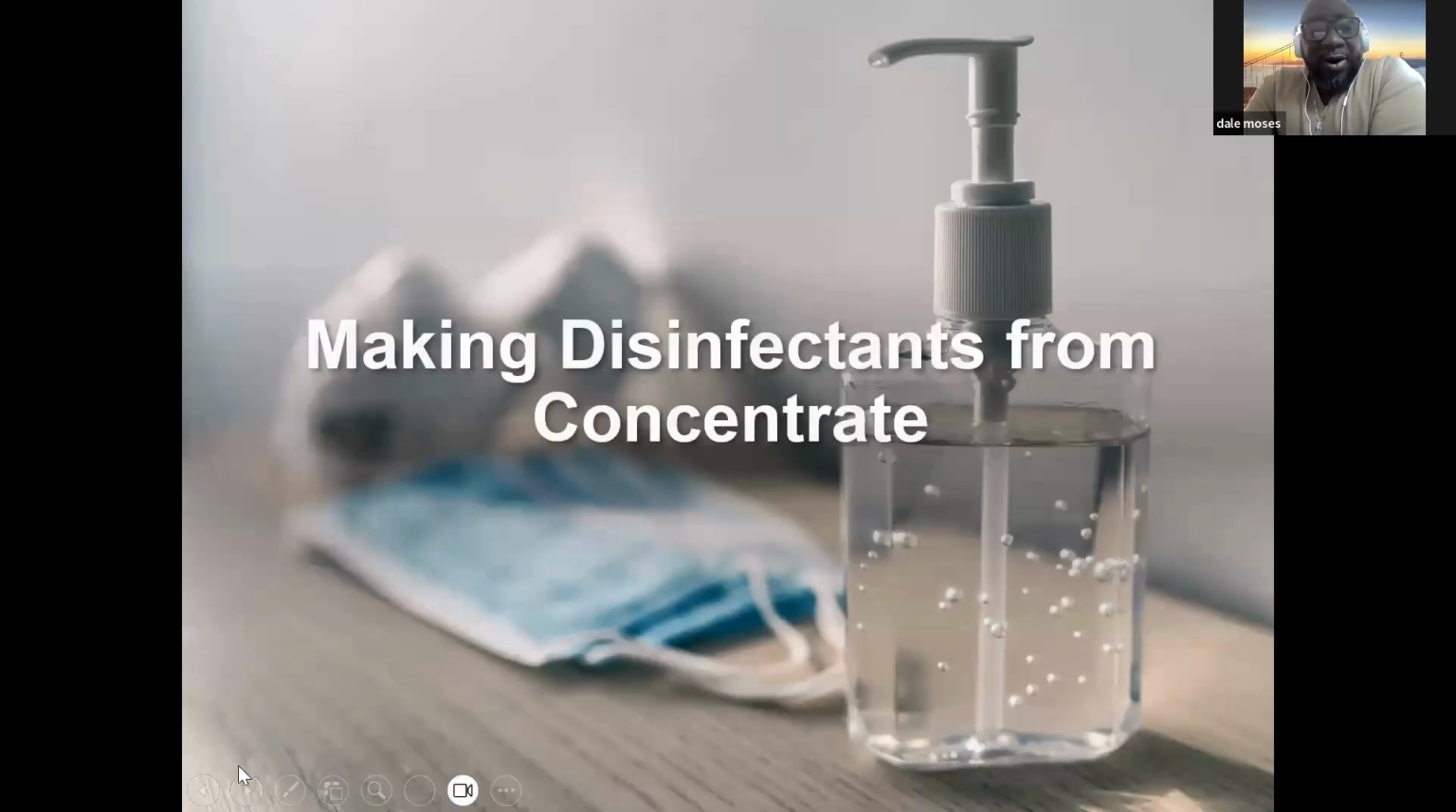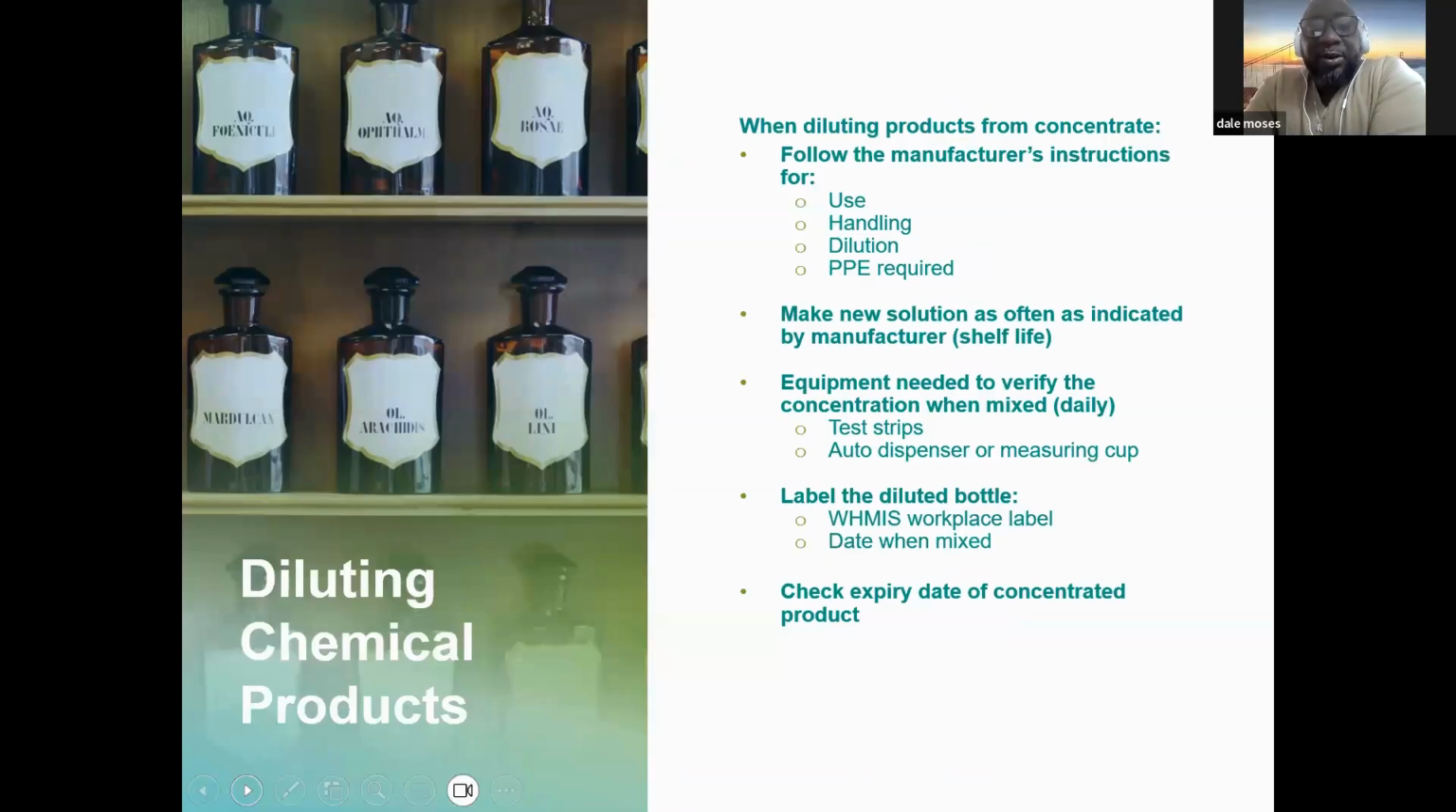Making disinfectants from concentrates. So we talked about dilution factors and diluting chemicals properly. I won't go into this too in depth, because a lot of times you just have to follow the manufacturer's instructions to dilute. And a lot of times, if you're using something that needs dilution, you have a diluting machine that does that for you automatically, and hence why I said getting test strips helps to ensure it's being diluted properly. But when diluting products from concentrate, follow the manufacturer's instructions, as I said.